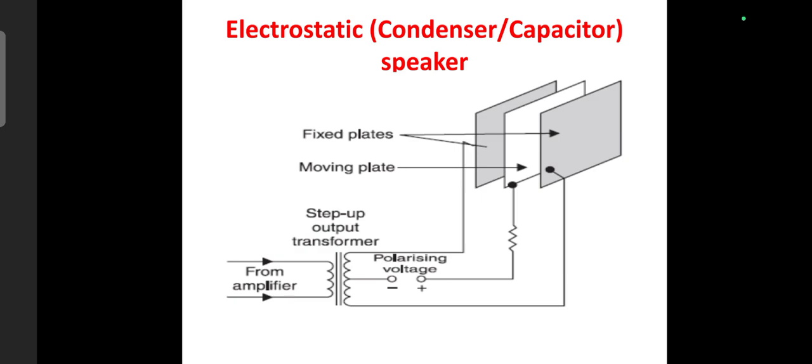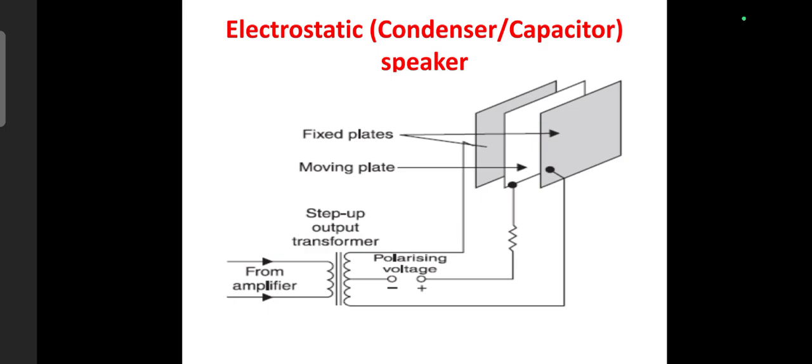Because the diaphragm is extremely light, it can reproduce sound with exceptional accuracy and very low distortion. Electrostatic speakers provide outstanding sound quality, making them ideal for high-end music systems and professional audio applications. However, they are expensive, require a special high voltage power supply, and are more delicate than conventional loudspeakers. As a result, they are mainly used by audiophiles and premium sound systems.